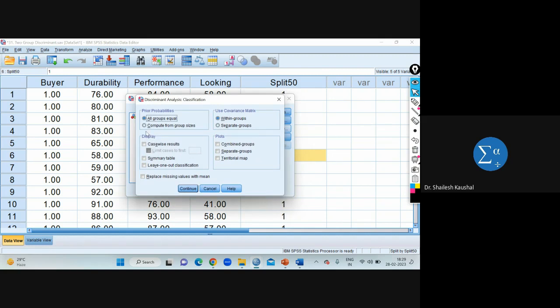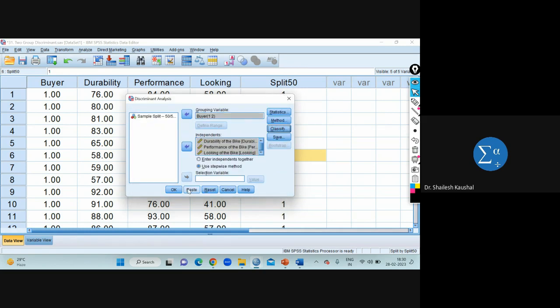Here you can see the display. You tick this button, casewise results, summary table, and then you can tick combined groups plot, separate-groups, territorial map, and then continue. And then OK.